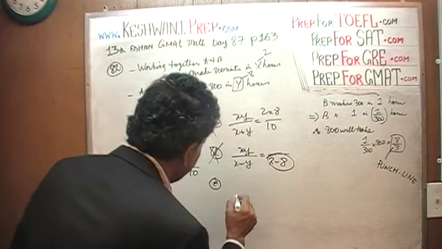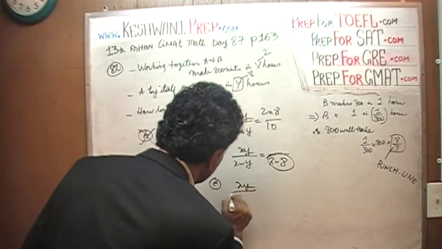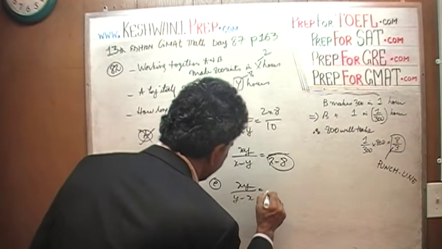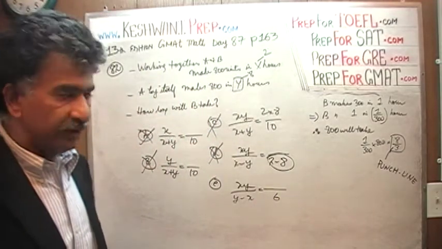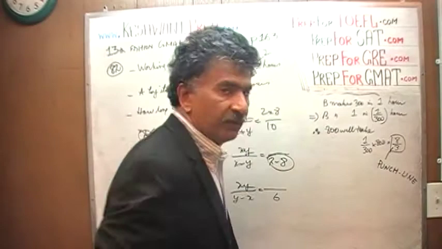E says x times y over y minus x. Let's see what happens. Y minus x is 6. We're not going to worry too much about 6 because C could very well turn into a 3 if we can somehow divide it by 2.